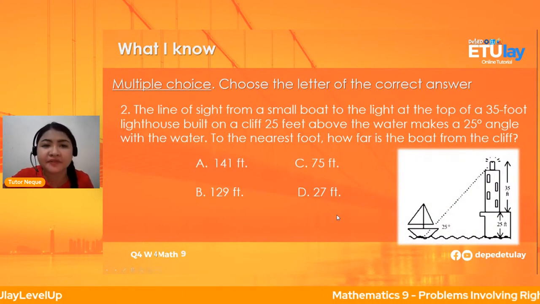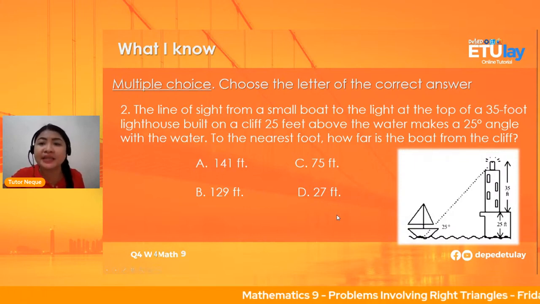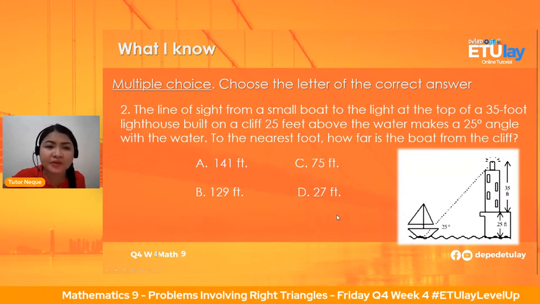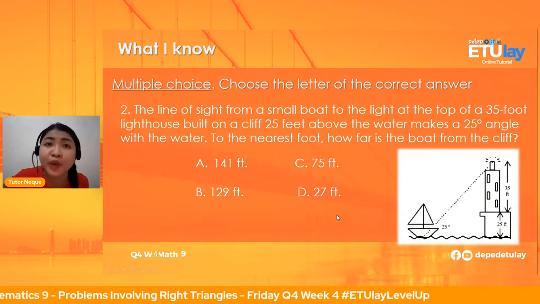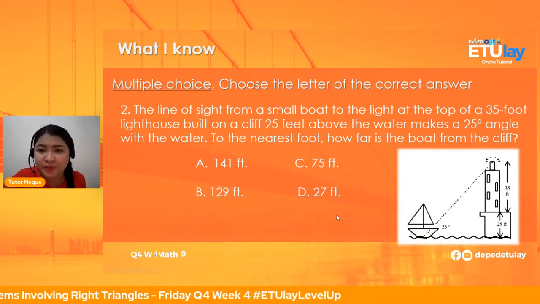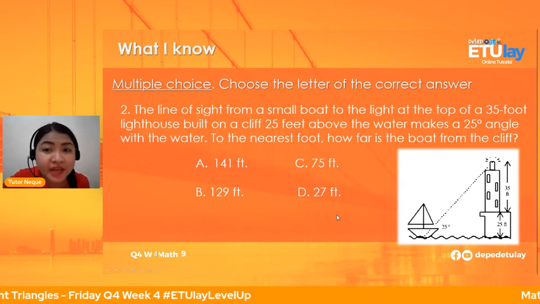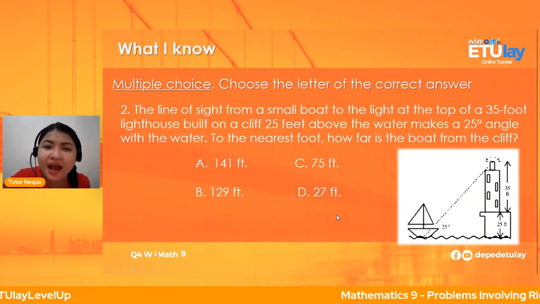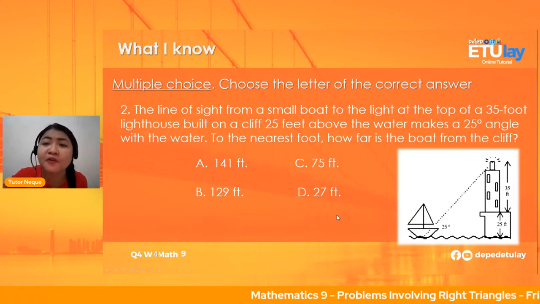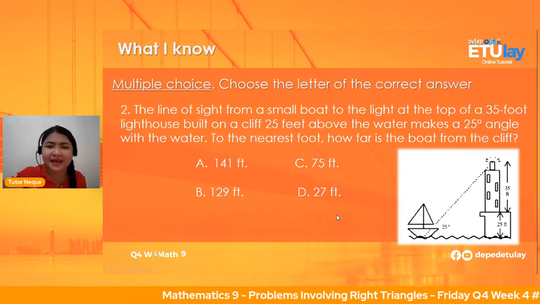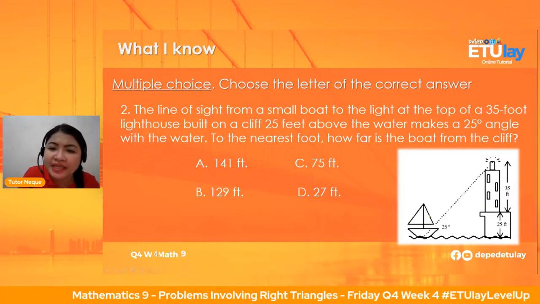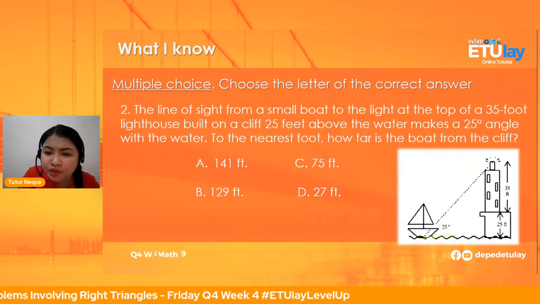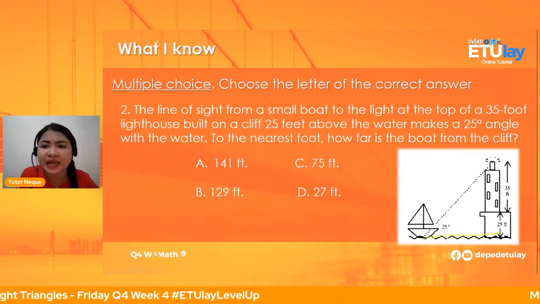Next for number 2. The line of sight from a small boat to the light at the top of a 35-foot lighthouse built on a cliff 25 feet above the water makes a 25-degree angle with the water. To the nearest foot, how far is the boat from the cliff? Ayan. How far is the boat from the cliff? So we are also talking about the horizontal distance.